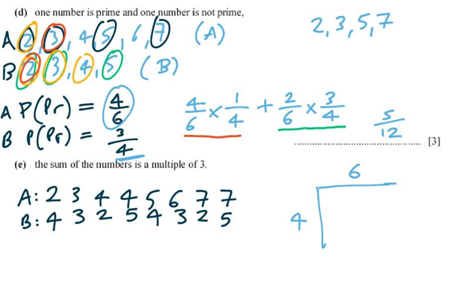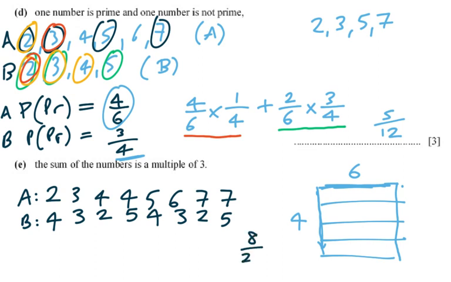So here we've got 6 numbers on one, 4 numbers on the other. So the total amount of outcomes you can get, if you drew, you know, a sample space diagram, for instance, if you wanted to, you'd have 24 possibilities, 24 outcomes in total. So it's out of 24. So 8 out of 24, which, if you wish, you can simplify to 1 over 3.